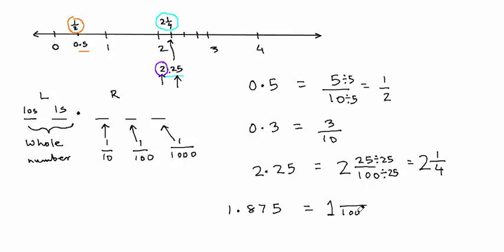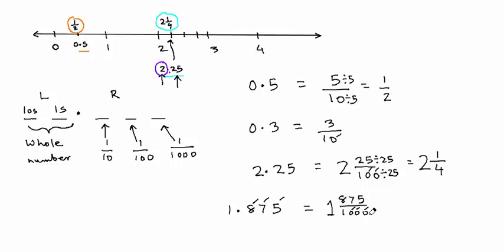So the number of zeros after 1 in the denominator of the fractional portion is the same as the number of digits you see in the number. If this is 3, this one is 3. If this is 2, this one is 2. If this is 1, this one is 1, and so on. And then the numerator is the same number that you see to the right of the decimal point. And like I said, if you can simplify this fraction, you should go ahead and do it.